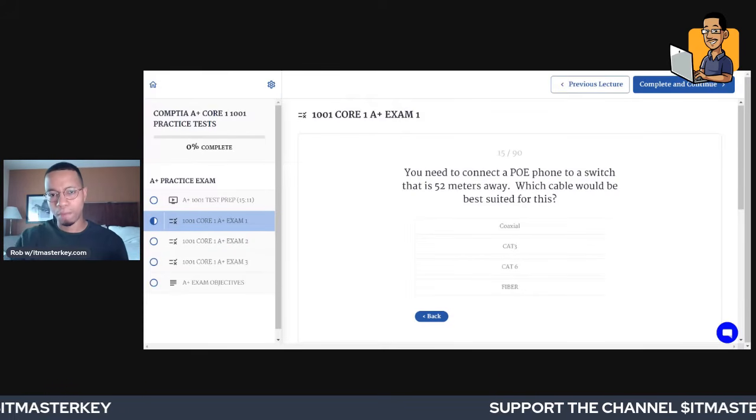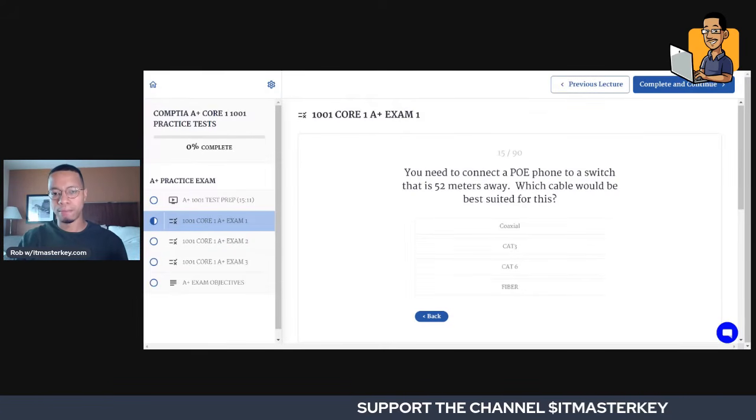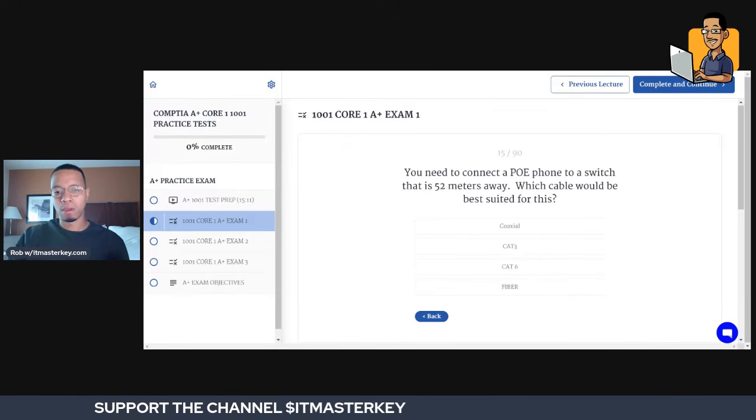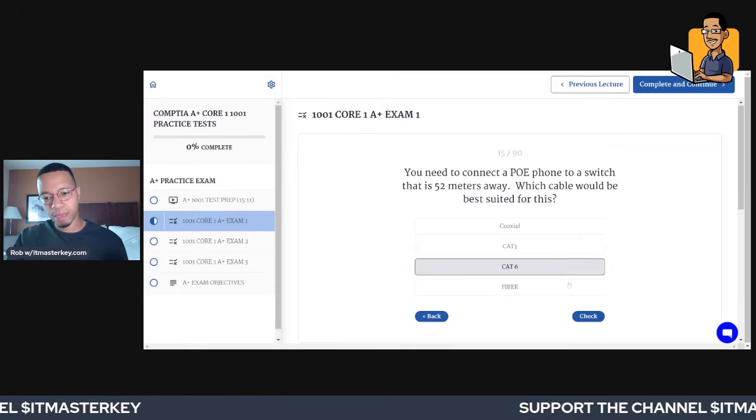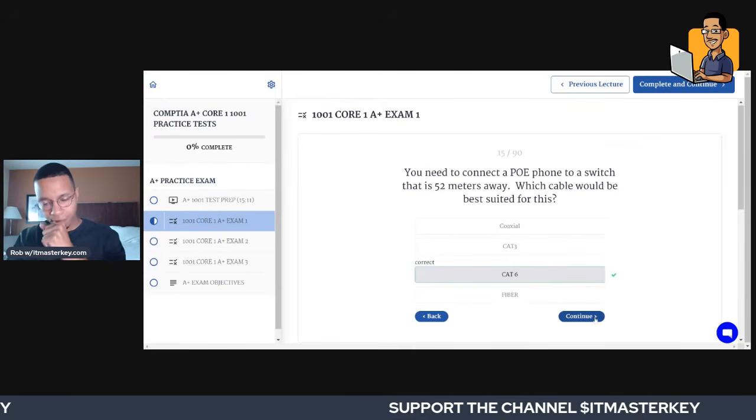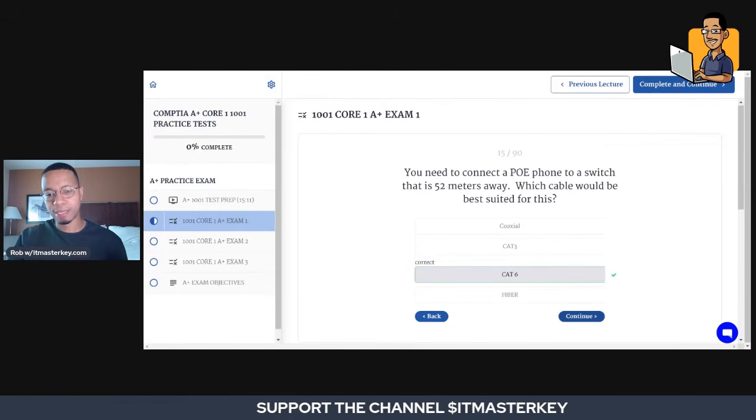So PoE stands for Power over Ethernet. Which cable will be best suited for that? The cable that will be best suited for that should be Cat 6 or Category 6, okay?